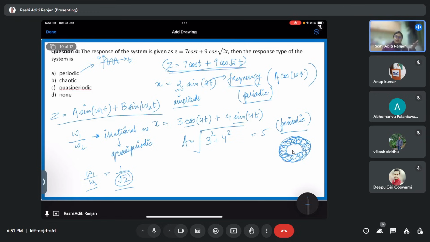The frequencies are not in a rational ratio, so there is an irrational number in between. That is why this kind of behavior is not properly periodic, but also not properly aperiodic. This is something in between. You cannot say that it is aperiodic, because aperiodic motion is motion which is not at all periodic. This is not like that. This is something like you'll have an oscillation of this sort.